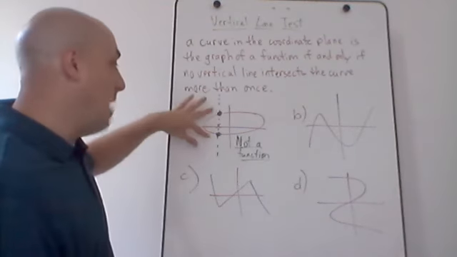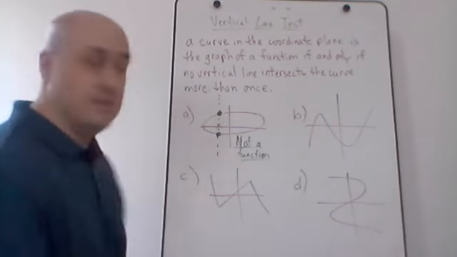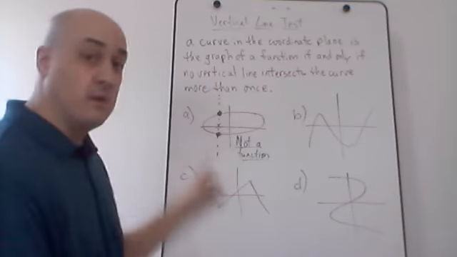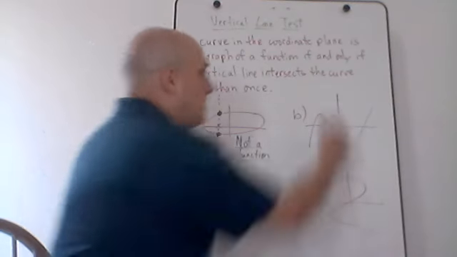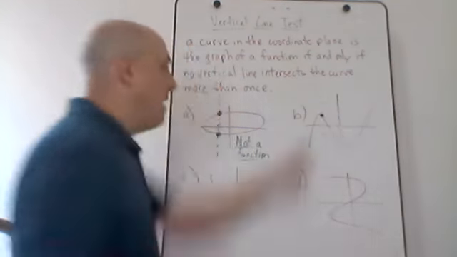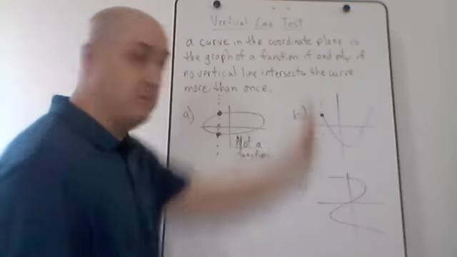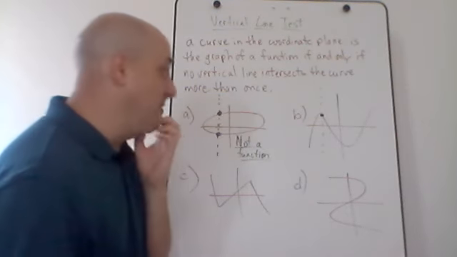If you have more than one output, it's not a function. So for example A here, by the vertical line test, this is not a function. The vertical line hit the graph more than once. For example B, if I draw a vertical line through this graph, I'm only going to hit the graph one time. For that one input value represented by that vertical line, it only touches the graph once, so there's only one output value.